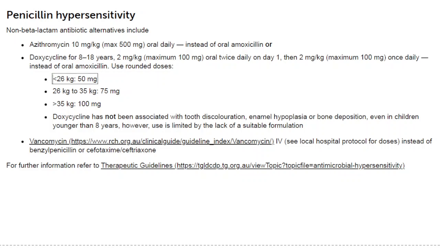Use rounded doses: less than 26 kg, 50 mg; 26 kg to 35 kg, 75 mg; and greater than 35 kg, 100 mg. Doxycycline has not been associated with tooth discoloration, enamel hypoplasia, or bone deposition, even in children younger than 8 years. However, use is limited by the lack of a suitable formulation.